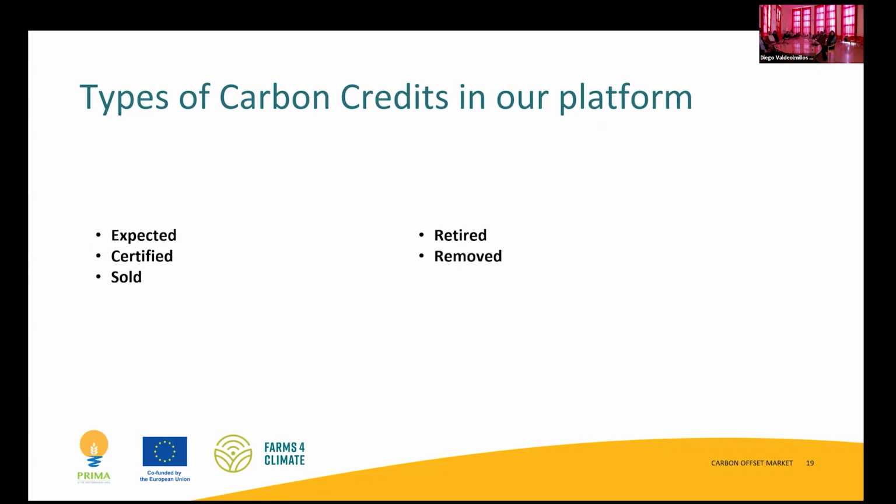Instead, when it's issued, it's retired. When it's retired, you use the token, for example, to compensate some greenhouse emissions for a company and so on, and you say, hey, I bought this to help improve my process in my company. So you retire the tokens.